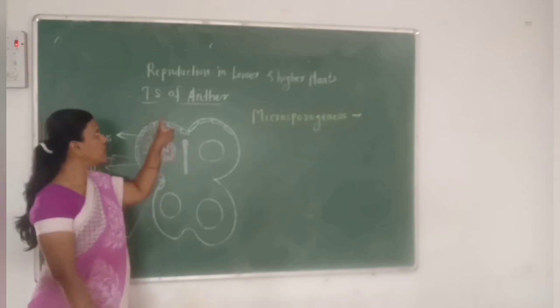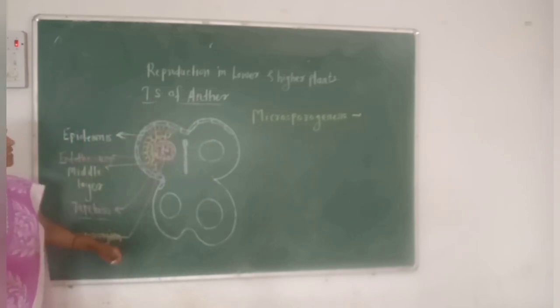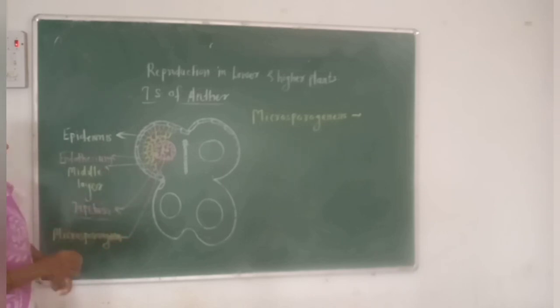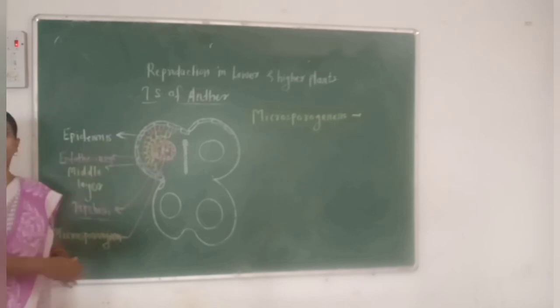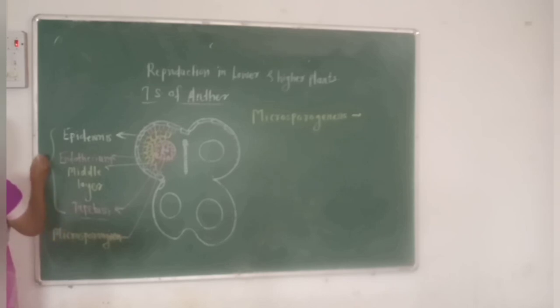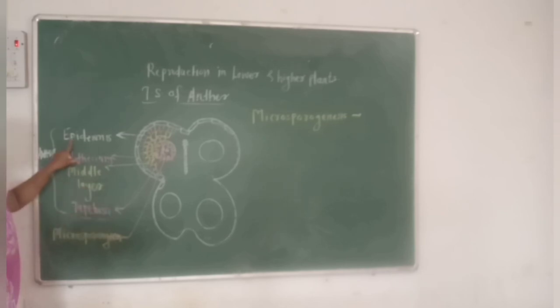For this study, we use the diagram as we study the T.S. of anther. By using this diagram, we study how microspores or pollen grains are developed. This diagram is a diagram of the T.S. of anther. It mainly shows 4 layers as anther wall. Anther wall consists of outer epidermis, then the second layer is the endothecium, then the middle layer, and the innermost layer is called the tapetum. These layers are commonly called the anther wall.